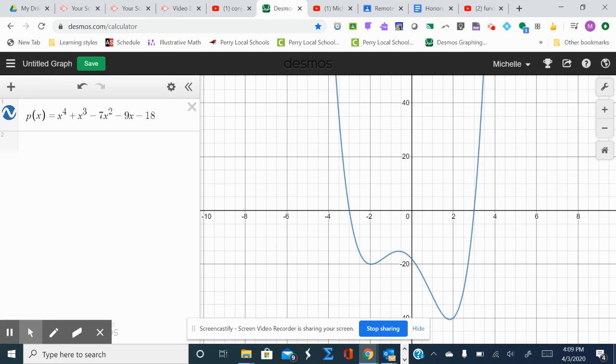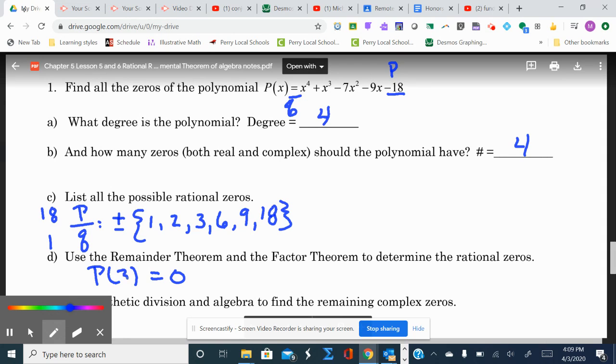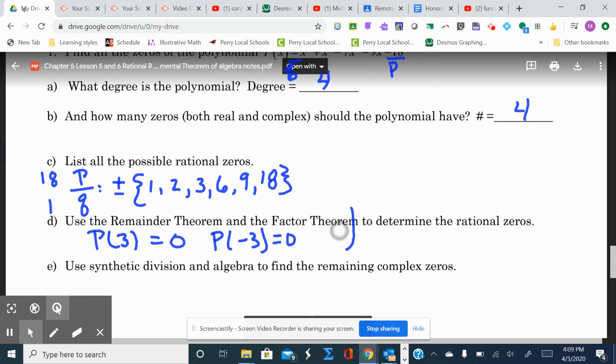So if we come over to Desmos, here's our graph. You can see I already put it in. And we can then go ahead and click on our zeros. That's -3, and that's +3. So our two rational zeros are -3 and 3. So we know that P of 3 equals 0, and P of -3 is equal to 0. So we have 2 of the roots, but we're looking for the remaining 2.